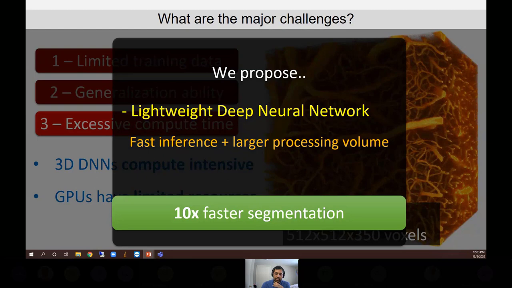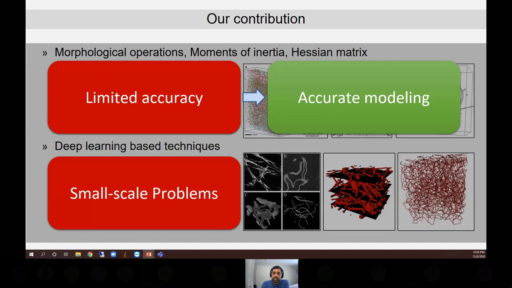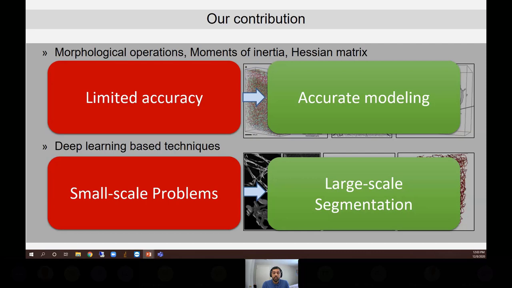So to summarize our contributions, we present a method for large-scale vascular segmentation in two-photon microscopy angiograms, which is able to accurately segment very large-scale 3D data.